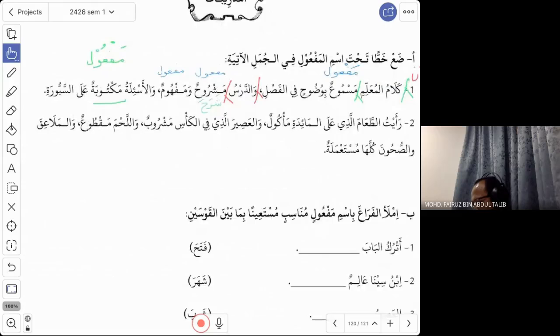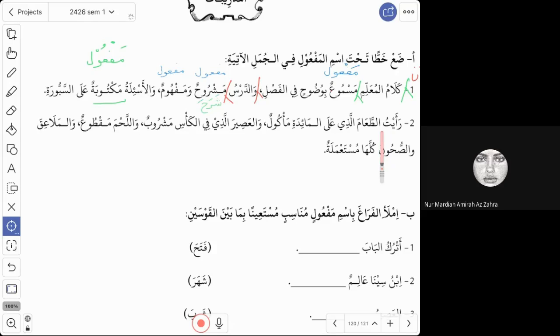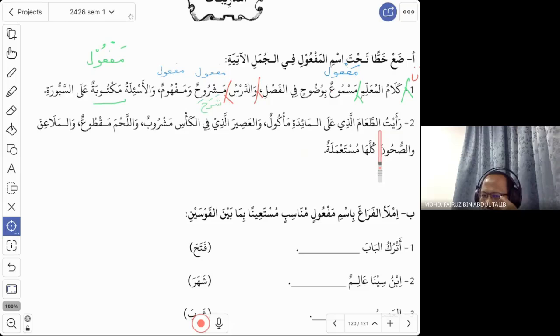Al-an al-jumlatu thaniya, the same exercise. Find the isim maf'ul and we try to translate this isim maf'ul correctly. Ra'aitu at-ta'am alladhi 'ala al-ma'idati ma'kulun. Ra'aitu at-ta'am. Ra'aitu. Okay, what is the meaning? I saw. Yes, correct. Ra'aitu. Ana ra'aitu. So I saw. Ra'aitu ta'am. I saw the food that is on the table, on the dining table.